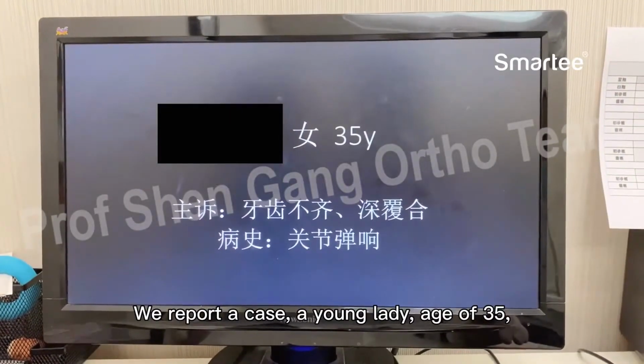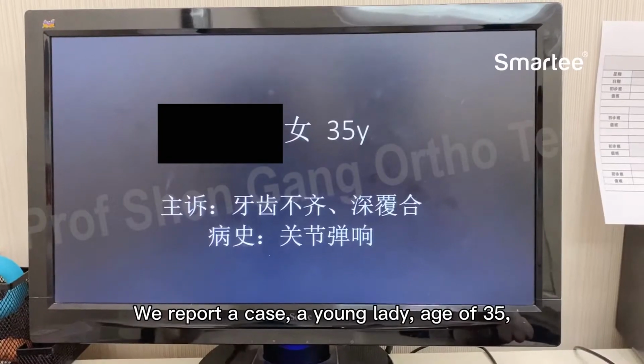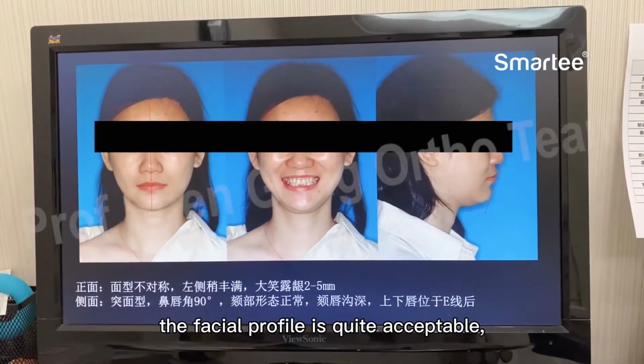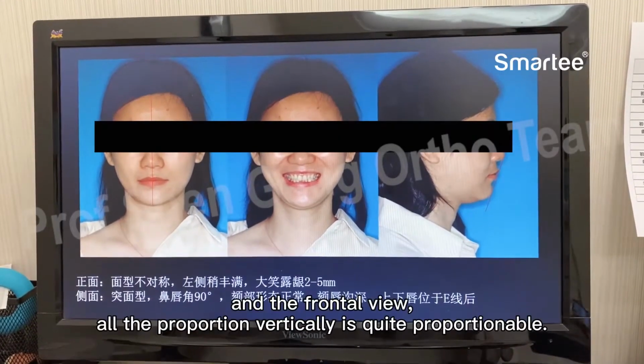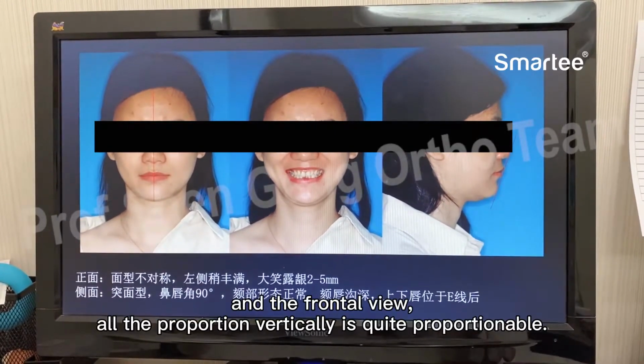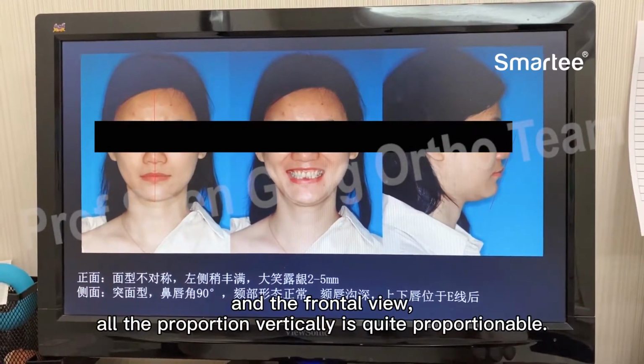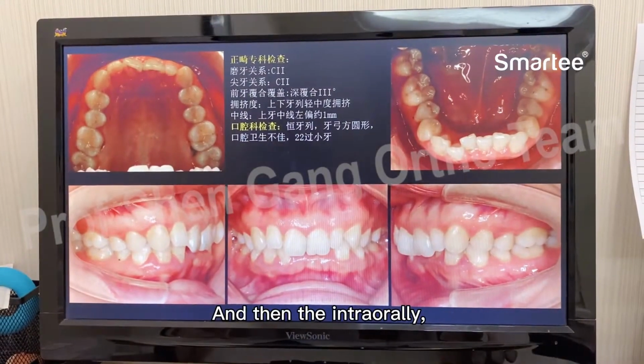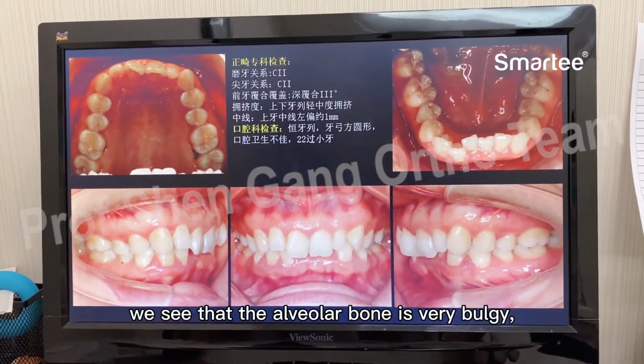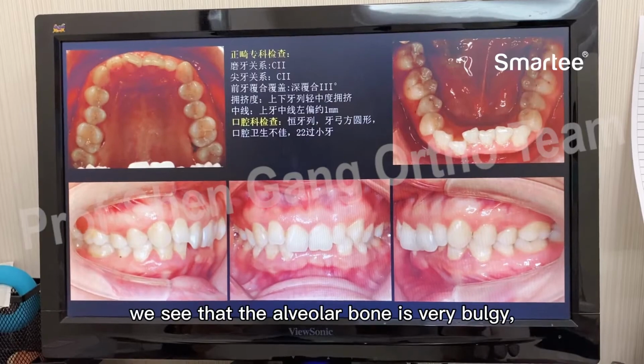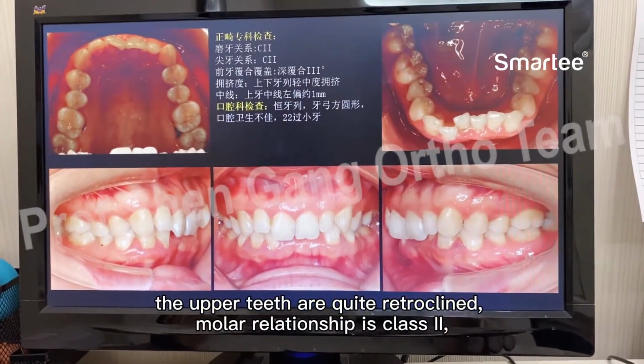Here we report a case, a young lady at the age of 34. The facial profile is quite acceptable, and in the front view, the vertical proportion is quite professional. And then intraorally, we see that the alveolar bone is very bulgy. The upper frontal teeth are quite retroclined.